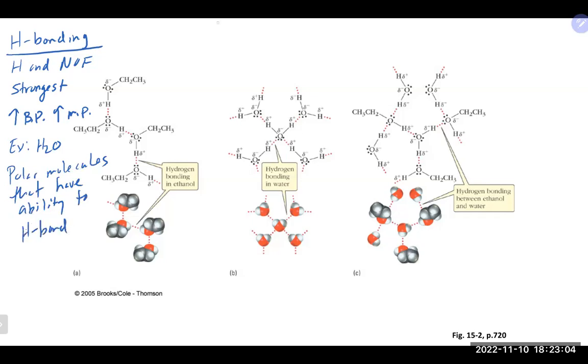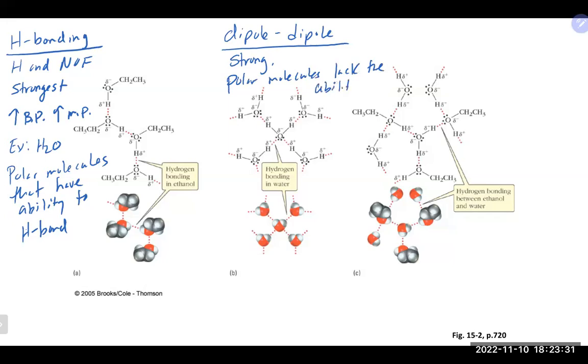In the middle is dipole-dipole interaction. Dipole-dipole interaction is also a relatively strong interaction. And this is really for polar molecules that lack the ability to hydrogen bond.